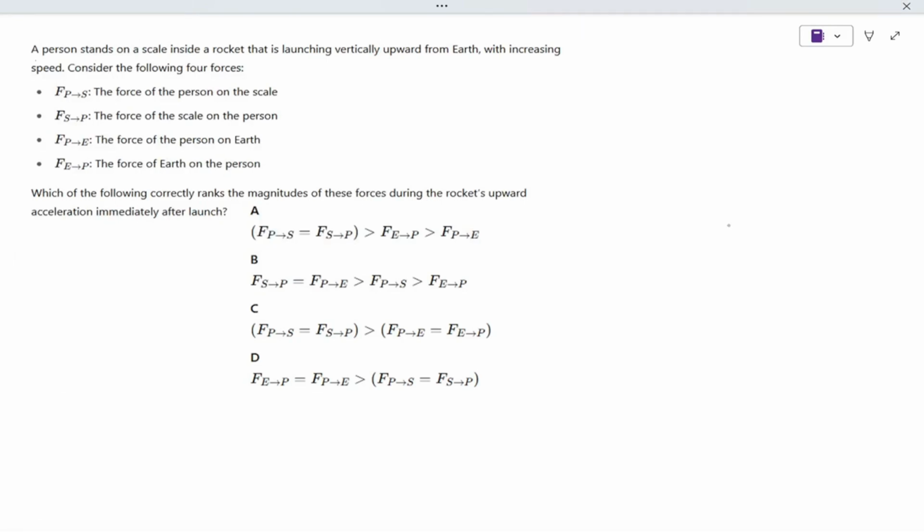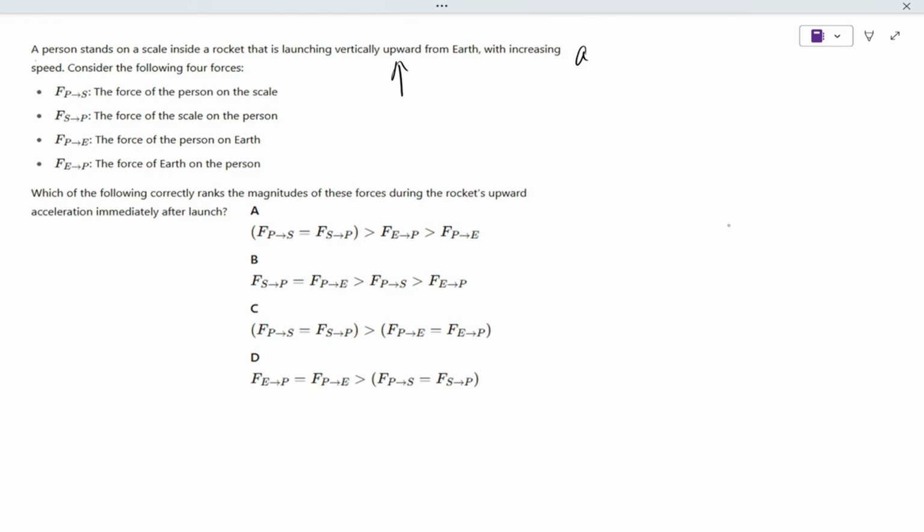Let's keep on going. A person stands on a scale inside a rocket that is launching vertically upward from the Earth with increasing speed, which means it is accelerating. Consider the following four forces: 1. FPS, the force of the person on the scale; 2. FSP, the force of the scale on the person; 3. FPE, the force of the person on the Earth; 4. FEP, the force of Earth on the person. Which of the following correctly ranks the magnitudes of these forces during the rocket's upward acceleration immediately after launch?